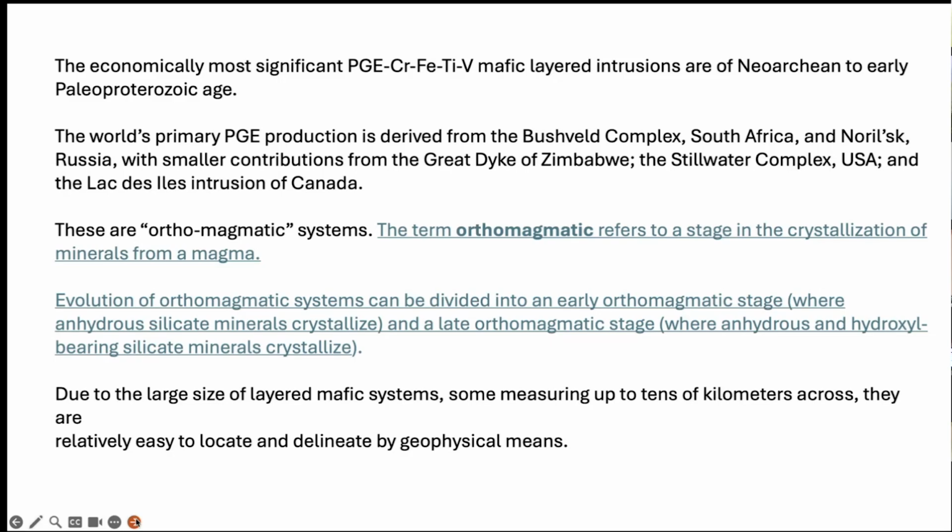So we don't really need to go into this early orthomagmatic versus late orthomagmatic stage. Due to the large size of layered mafic systems, measuring up to tens of kilometers across, or in the case of the Bushveld, even larger, they're relatively easy to find and delineate using geophysics. So when the ice is completely melted off of Greenland, they'll be able to find them.